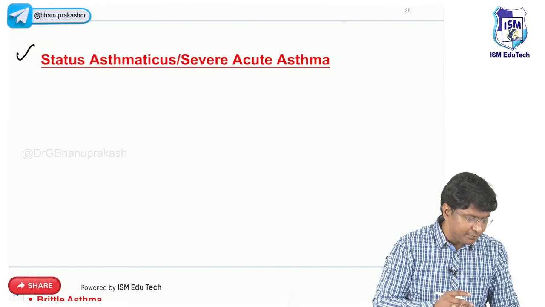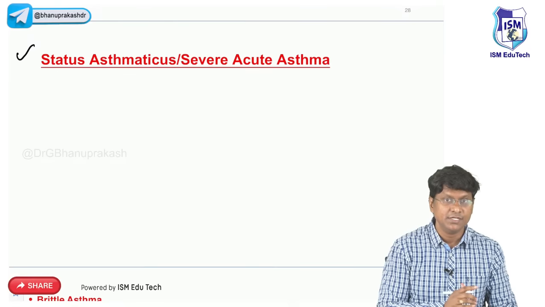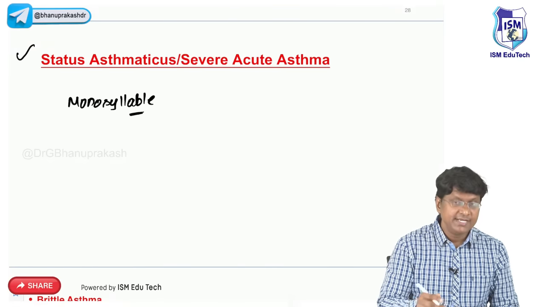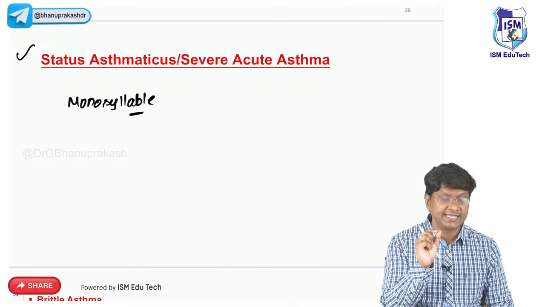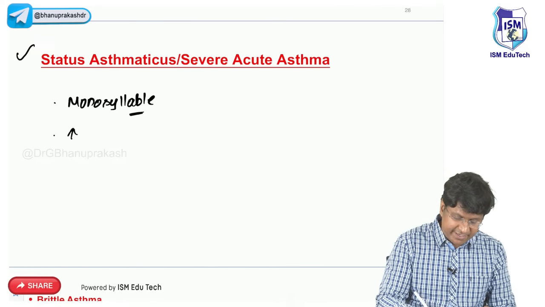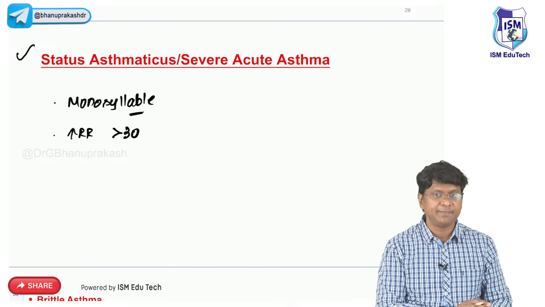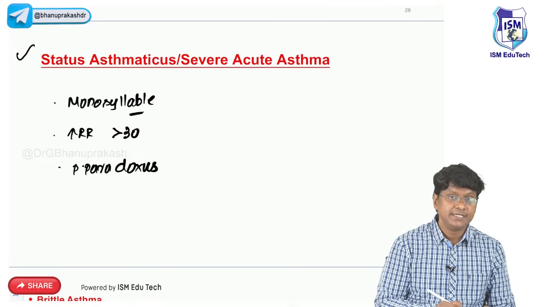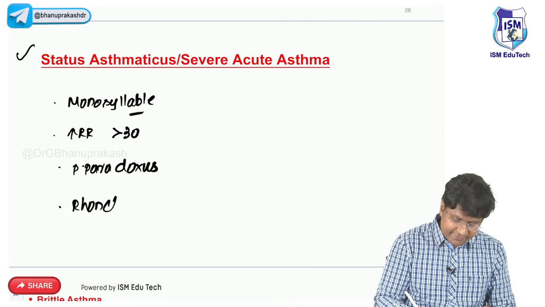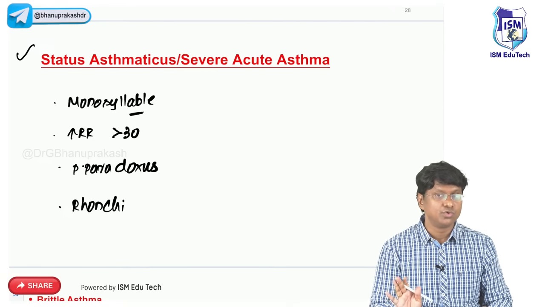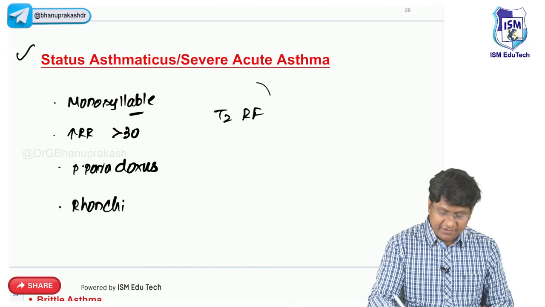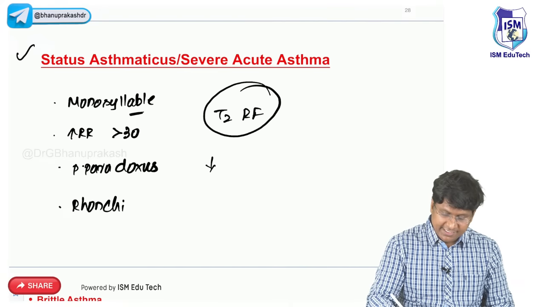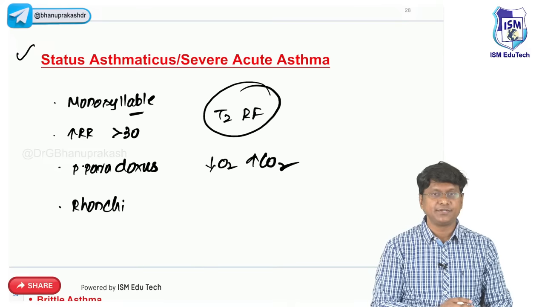Now you need to know a few important points about status asthmaticus or acute severe asthma. These patients cannot speak because of the severe respiratory distress. If they want to speak, they can only speak single words, that is, in monosyllables. The respiratory rate will be elevated, more than 30 per minute, and pulsus paradoxus will be there. The rhonchi will be loud. These patients develop type 2 respiratory failure because carbon dioxide washout does not occur due to severe bronchospasm, resulting in hypoxia as well as hypercapnia.